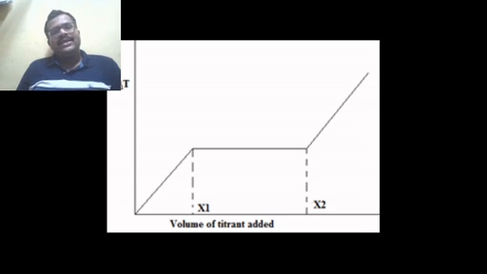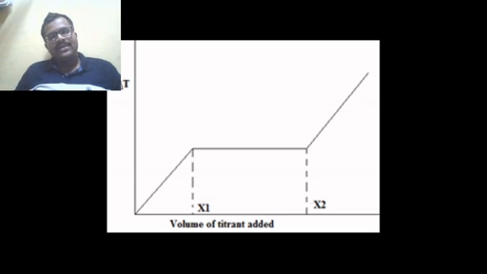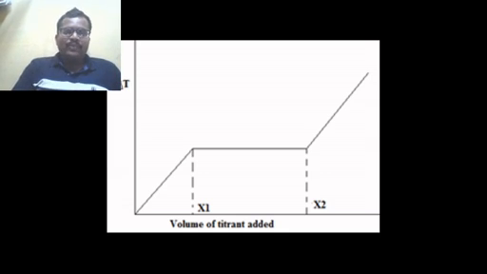Now the next example, the reaction between zinc and disodium tartarate. Here zinc reacts with disodium tartarate in two stages. So we get two endpoints, and by using these endpoints we can analyze zinc easily. These are the applications of our thermometric titration method.